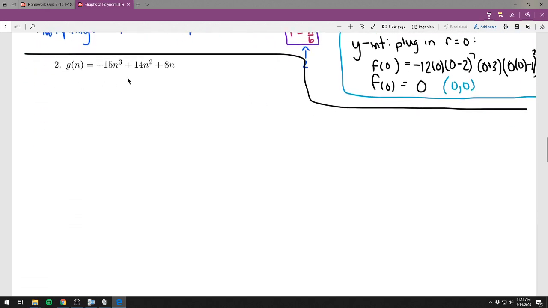All right, number 2 is one that we have to factor because it's not factored for us. Now this is going to recall on old techniques. There's nothing new in this section about factoring. The first thing to realize is we have an n in common. I'm going to factor the n out. We got -15n squared plus 14n plus 8.